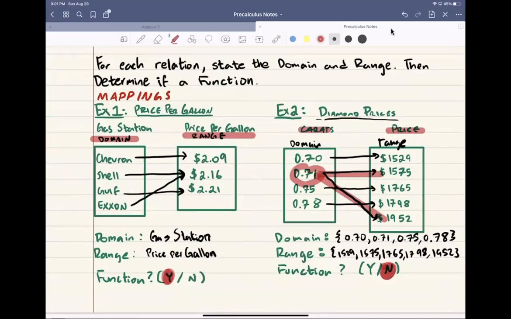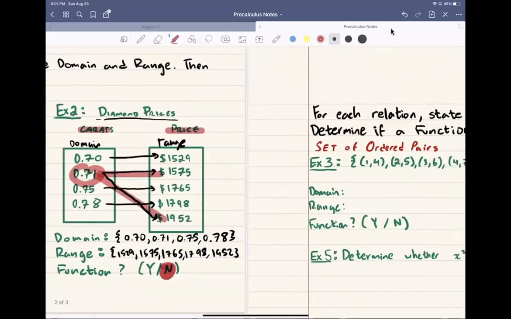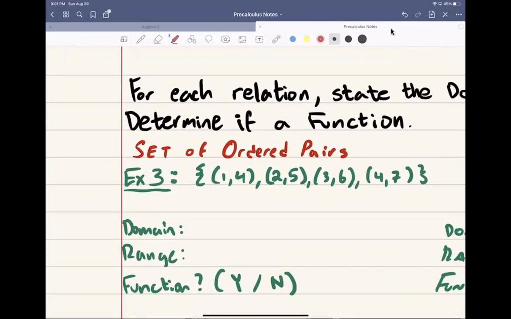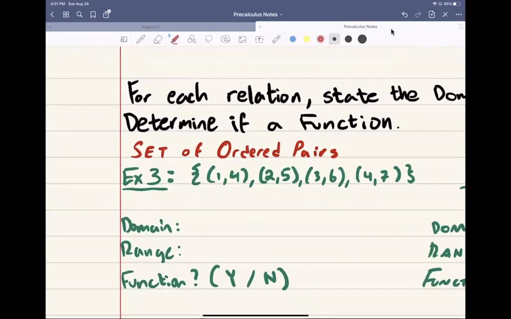There's another way to determine whether or not relations are functions, and we've got to look at what we call a set of ordered pairs. So right here, you'll see we have our first set, okay? And it's the same thing. We're going to state the domain, determine the range, and determine if it's a function, okay? So first things first, it's a set of ordered pairs, so these are points, right? So whenever we get ordered pairs, the first number is X, second number is Y, X, Y, X, Y, X, Y, okay? Our X values are always going to be the domain. 1, 2, 3, 4.